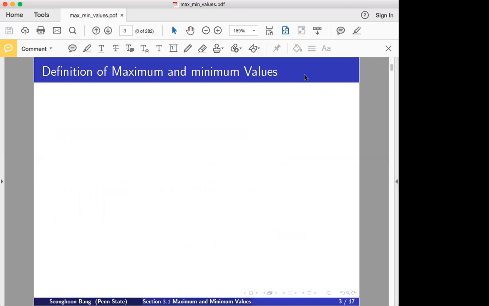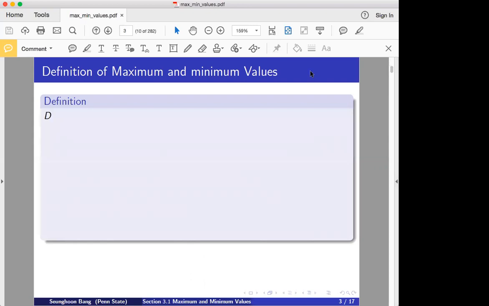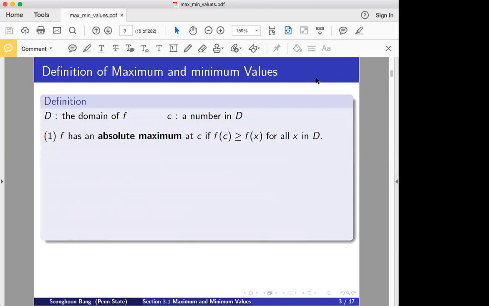Definition of maximum and minimum values. Here D is the domain of f, and c is a number in the domain D. First definition: f has an absolute maximum at c if f of c is greater than or equal to f of x for all x in D. f has an absolute minimum at c if f of c is less than or equal to f of x for all x in D.